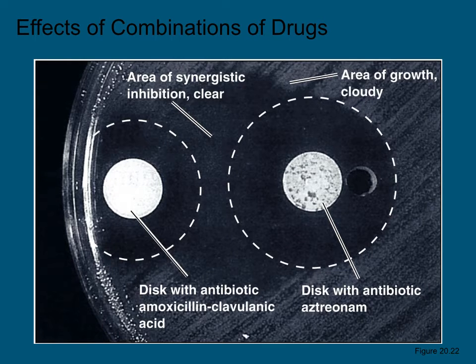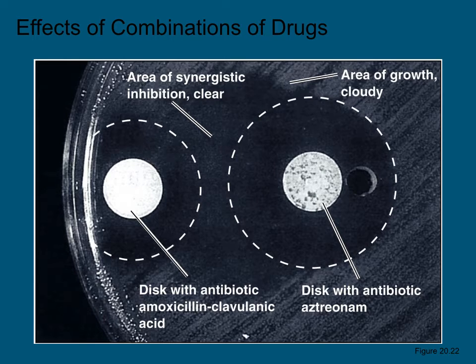So this is just a photograph. That's an example of some synergy. There is synergy occurring. You notice in the white dotted lines, we have the zones of inhibition. And you can see between the two antibiotic discs, amoxicillin and aztreonam, that there's a much larger zone of inhibition. And that is because these two drugs are synergistic with each other. So the two of them given in combination are actually more effective than either one of them given individually.